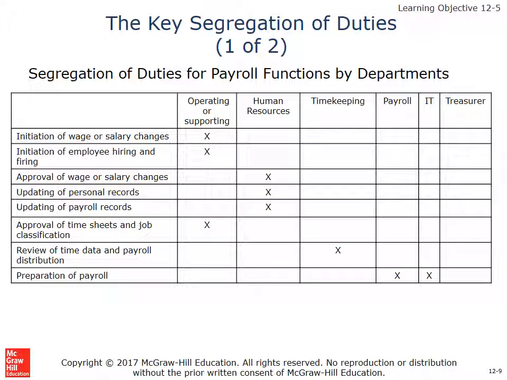Approval of timesheets is usually the boss. Keep that separated from the review of time data and payroll distribution. That'll stop any ghost employees from appearing. And preparing the journal entry should be completed between payroll and IT.